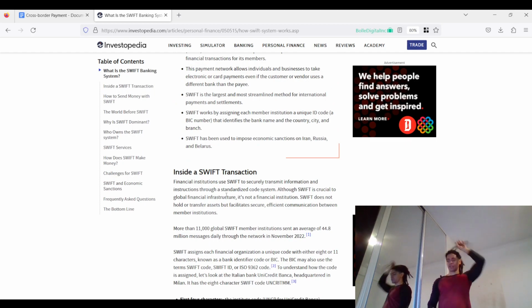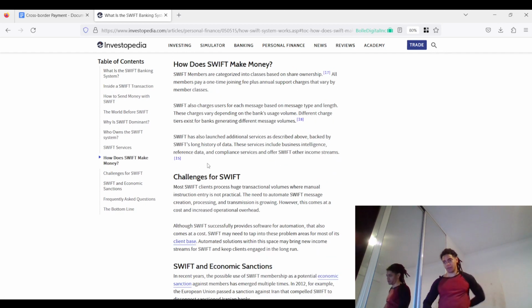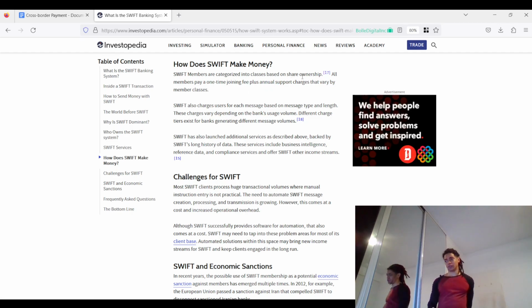How does Swift make money? Swift members are categorized into classes based on their share ownership. All members pay a one-time joining fee plus an annual support charge that varies by member class. Swift also charges users for each message based on message type and length. These charges vary depending on the bank's use volume. Different charge tiers exist for banks generating different message volumes. Swift has also launched additional services, backed by Swift's long history of data. These services include business intelligence, reference data, and compliance services, and offer Swift other income streams.